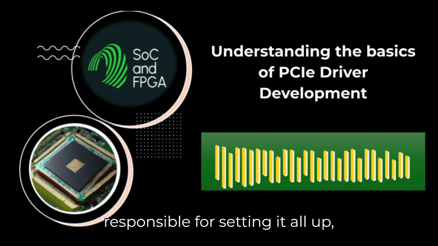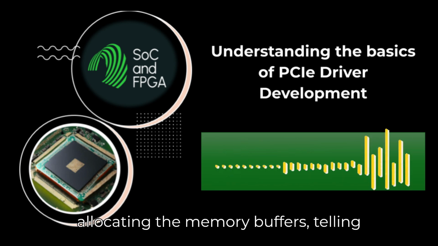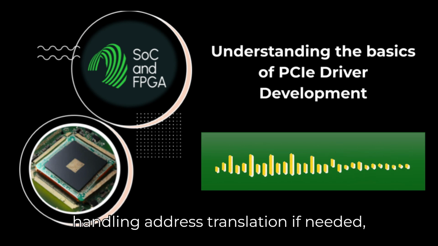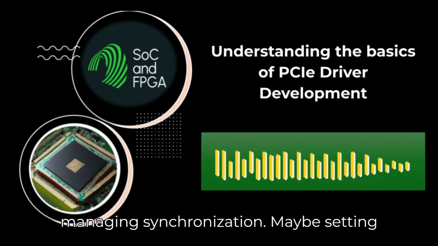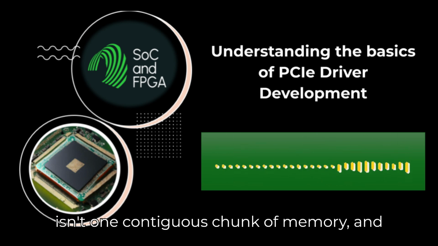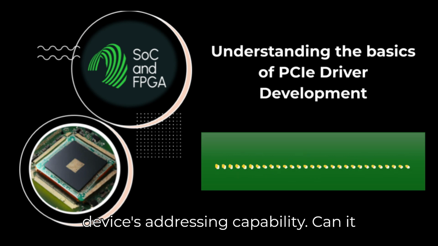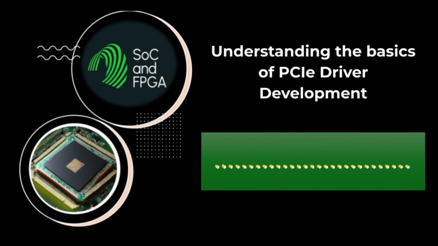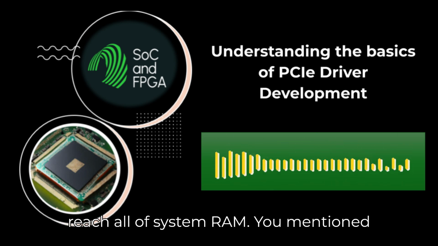The driver is responsible for setting it all up, allocating the memory buffers, telling the device the physical addresses, handling address translation if needed, managing synchronization, maybe setting up scatter-gather lists if the buffer isn't one contiguous chunk of memory, and crucially, telling the system the device's addressing capability: can it handle 32-bit addresses or 64-bit? Setting the right DMA mask ensures it can reach all of system RAM.